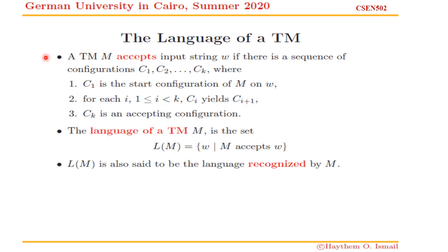Now we are ready to define the language of a Turing machine. First, as always, we say what it means for the Turing machine to accept a string. A Turing machine M accepts input string W if there's a sequence of configurations C1 through Ck.